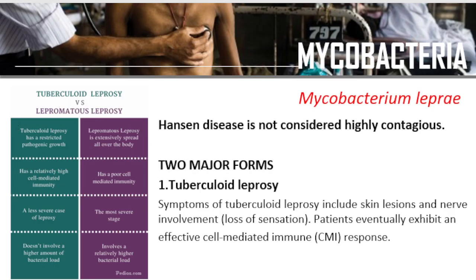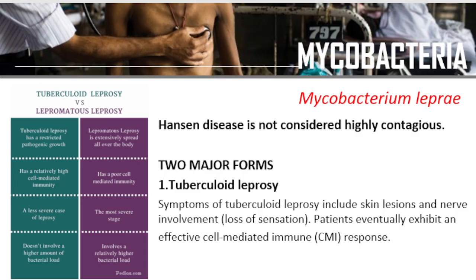Okay, when we say tuberculoid leprosy, this is a leprosy that has restricted pathogenic growth and relatively high cell-mediated immunity. Okay, so it involves our macrophages, our neutrophils, T lymphocytes, and other WBCs. It is a less severe case of leprosy, and it doesn't involve a high bacterial load. Okay, the symptoms include skin lesions and nerve involvement, wherein there's loss of sensation once there is nerve involvement. Patients eventually exhibit an effective cell-mediated immune response.